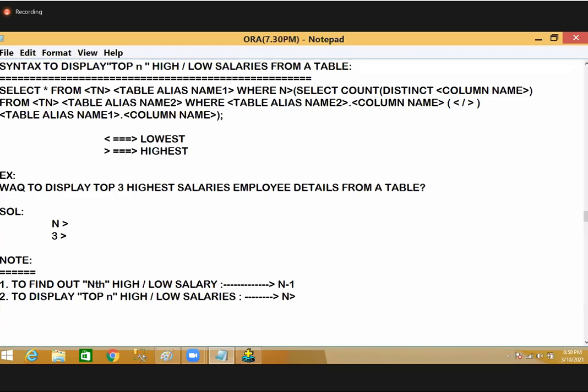Then you can understand how it is used. So n minus 1 we use for finding the nth highest or lowest. N greater than we use for finding the top n highest and top n lowest salaries. So this is how we can use a correlated subquery for finding the nth salary and for top n operations. Same query, just the formula changes. N minus 1 for nth highest, n greater than for top n salaries. Remaining all are the same mechanism.